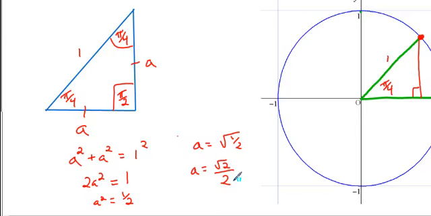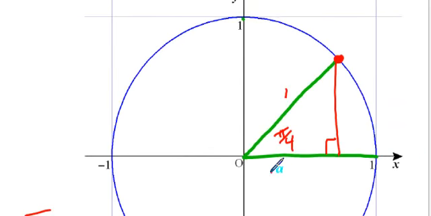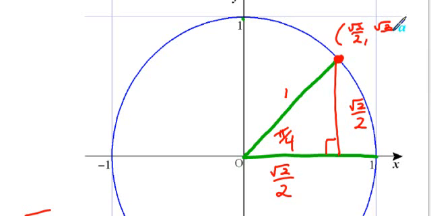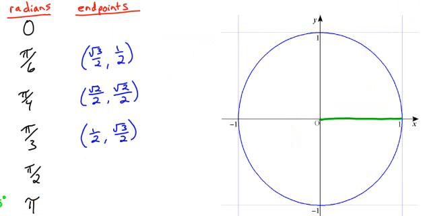So these two side lengths over here have a value of square root of 2 over 2 and square root of 2 over 2. So that makes this endpoint the square root of 2 over 2 comma square root of 2 over 2. So we found the endpoints corresponding to pi over 6, pi over 4, and pi over 3. Well, let's find the endpoints with a radian measure of 0. Well, with 0, the endpoint simply puts me right there, which has obviously an endpoint of 1 comma 0.